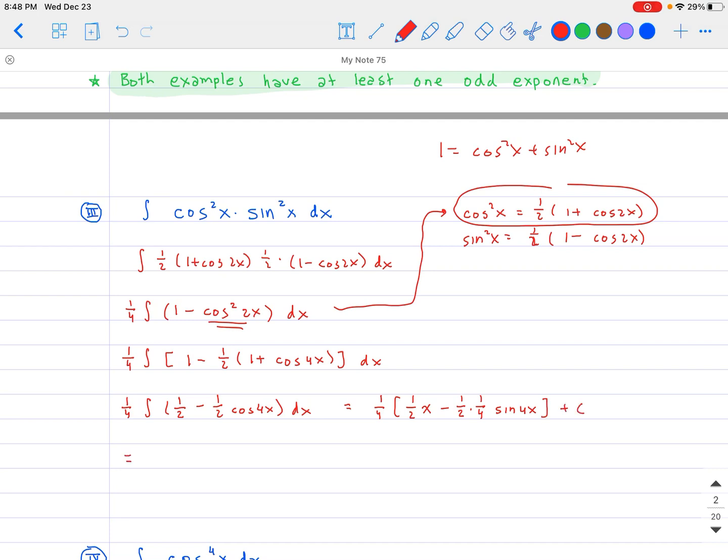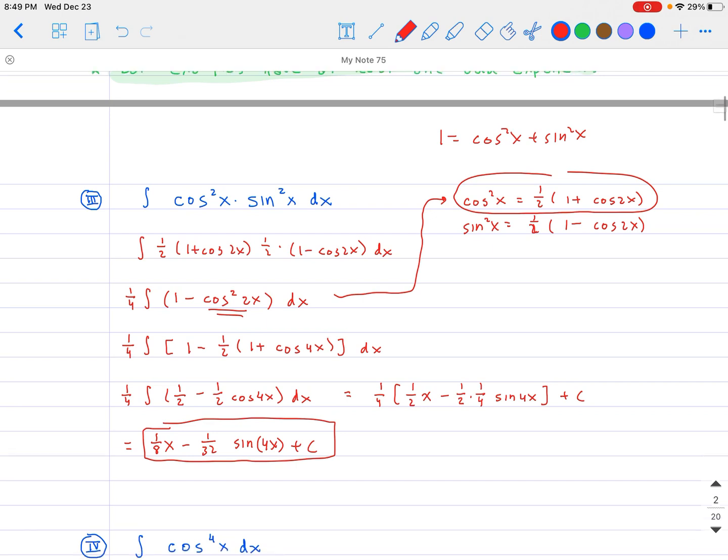So finally, we'll just multiply everything out. My answer is going to be 1/8, and then minus 1 over 4 times 4 times 2, that's equal to 32, and then that's going to be sine of 4x, and then plus c. So there you go. That was the difficult one, so hopefully it wasn't too bad.